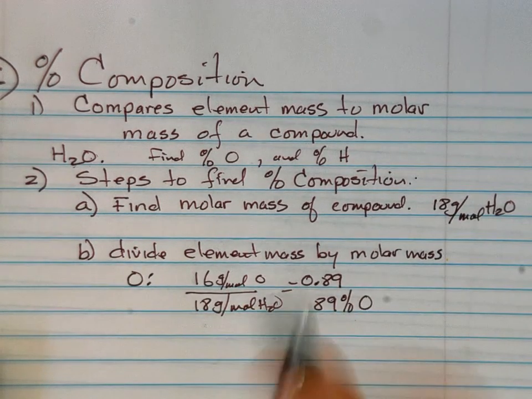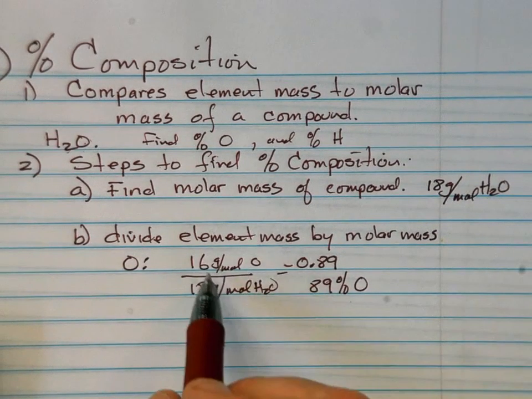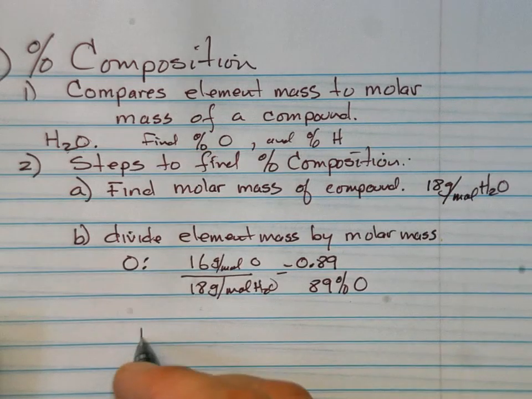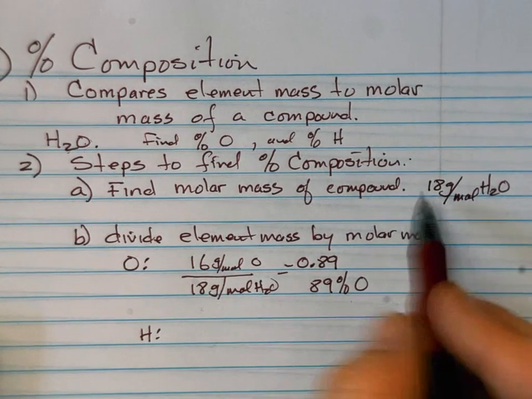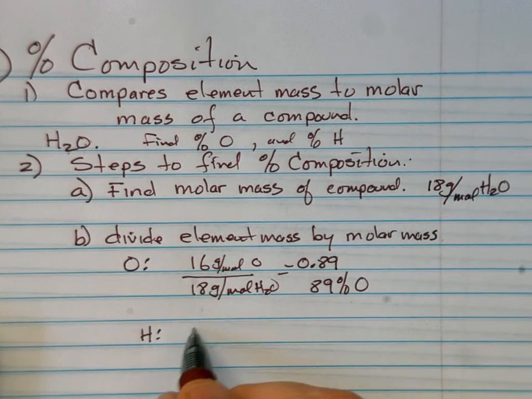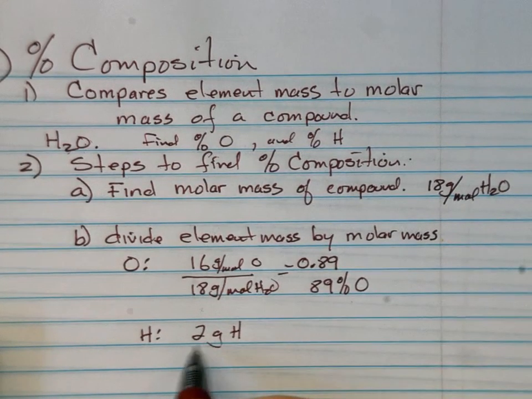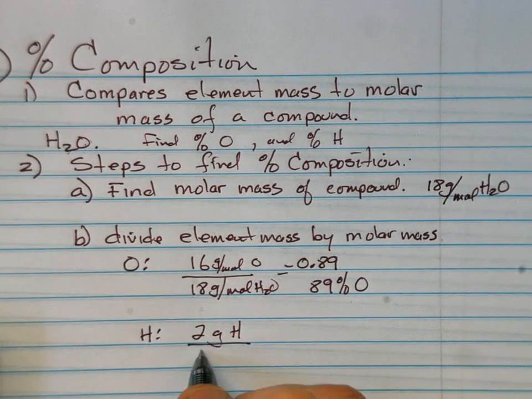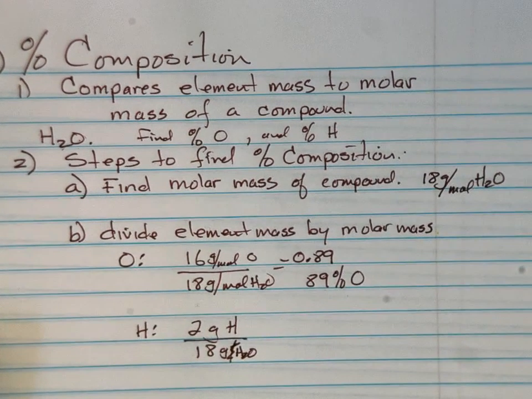But we'll double-check. Here's where you make sure you're careful. How many grams of hydrogen do we have? 2. Every hydrogen is 1, but we have H2, so we have 2 of them. So we'll say there's 2 grams of hydrogen in the molecule and 18 grams per mole of water.